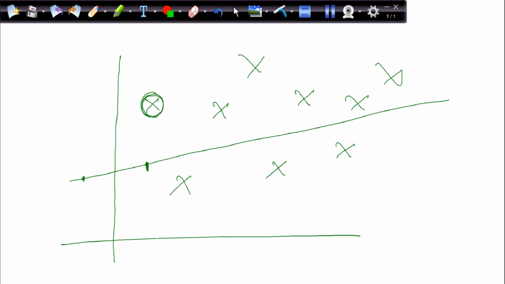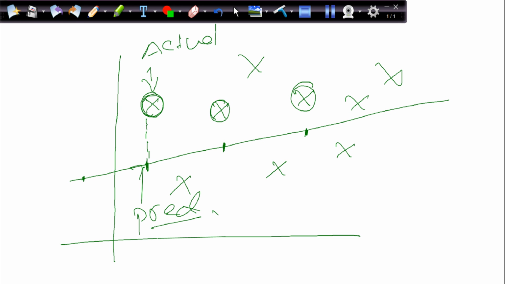So this point here on my line is the prediction for this observation, and this is the prediction for this, and so on, right? So if you see the difference between the actual value and predicted value, this is the actual value, and this is predicted. The difference between actual and predicted value is error.